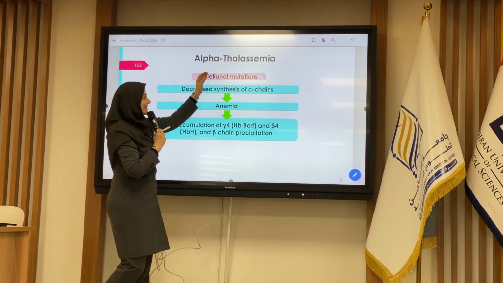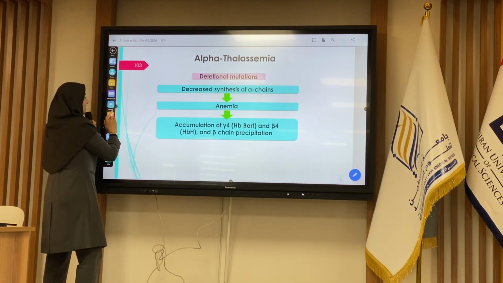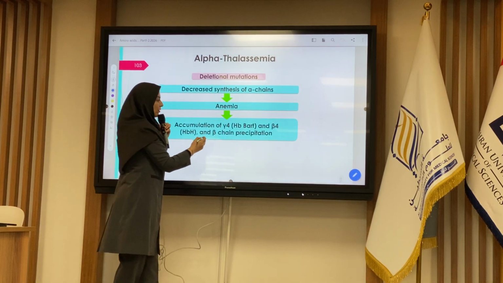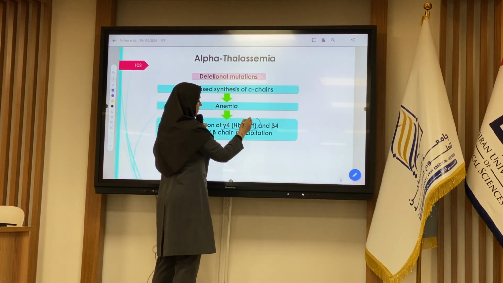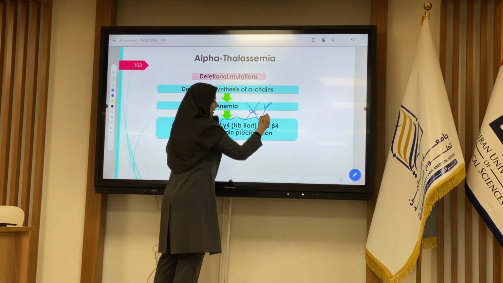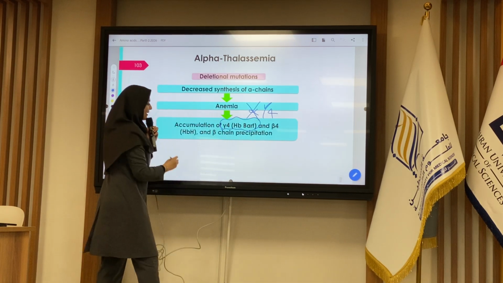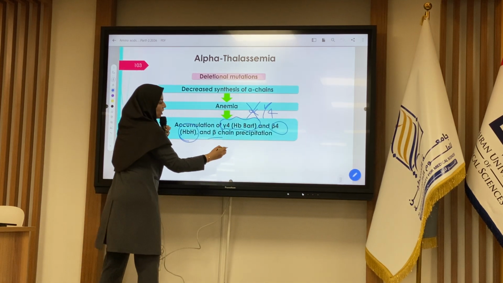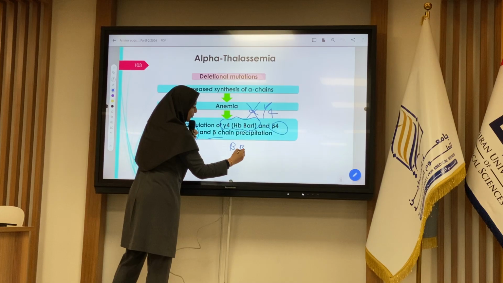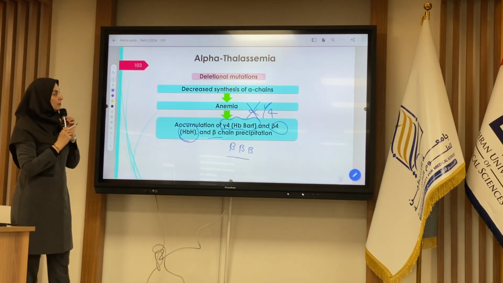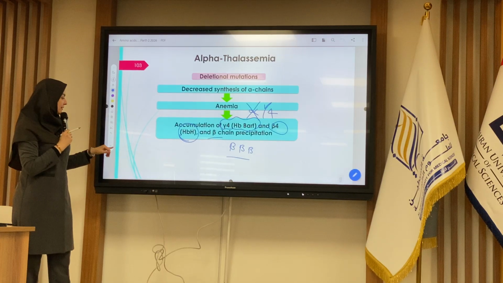And in alpha thalassemia, because you have a deficiency of alpha synthesis, you have the accumulation of hemoglobin Bart. Alpha is not present, so you have the accumulation of gamma 4, and hemoglobin H, because alpha is not present, beta produces tetramers and beta precipitates. This is actually important about this slide.